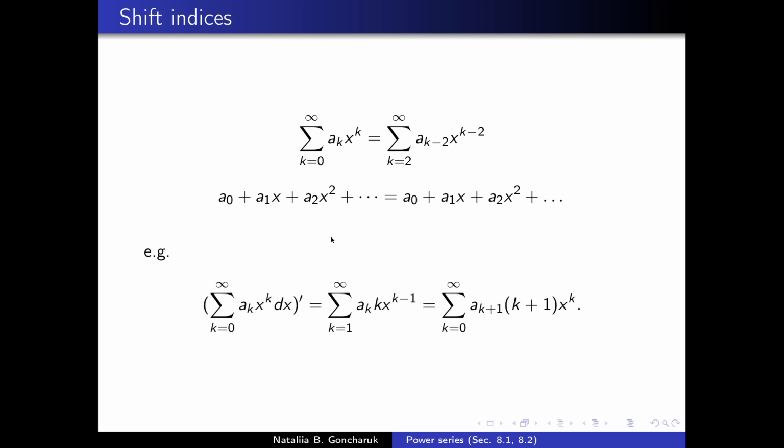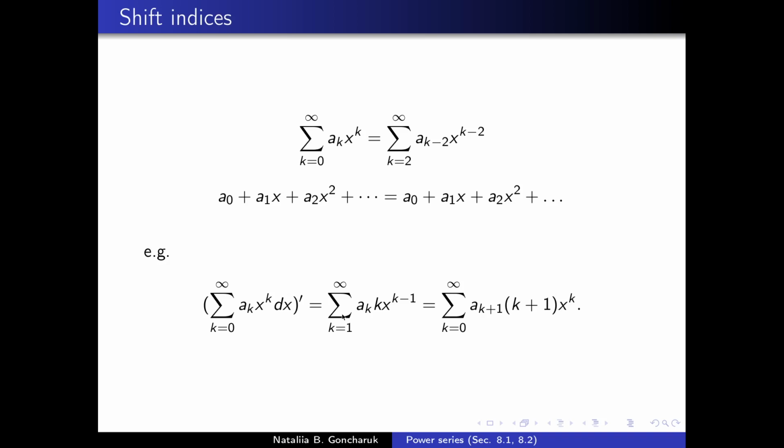For example, why is this useful? If you differentiate your series term-wise, that's what you get, the formula from the previous slide. And then you probably wish to have x to the power k here, to have a more standard form. Then you can shift your indices by 1, and then your summation starts from 0. This k is replaced by k plus 1, and this k is replaced by k plus 1 as well. That's why you have x to the power k here.